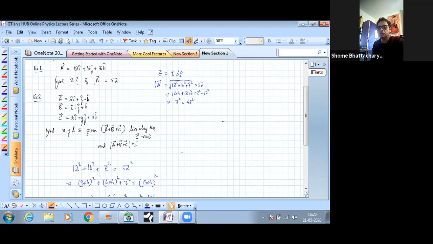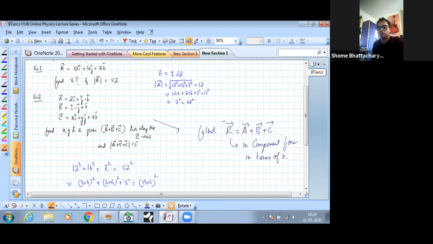Here's a hint for it. In the second question, what you do is first find the vector r as the sum of a plus b plus c. Find it in component form, in terms of the three unknowns x, y, and z. Then apply the condition for the vector r to be along the z axis.